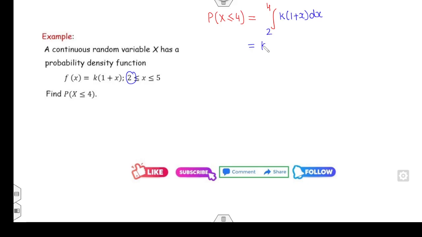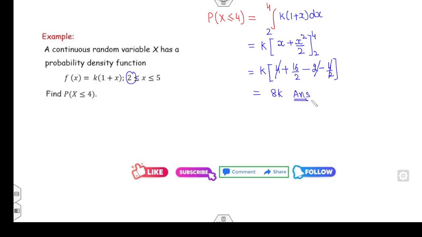So k will be outside. Integration of 1 is x. Integration of x will be x square by 2 from 2 to 4. So that is k times (4 plus 16 over 2 minus 2 minus 4 over 2). So that number is 4, and 4 and 4 will cancel. That number is 8k, which is the right answer of the problem.